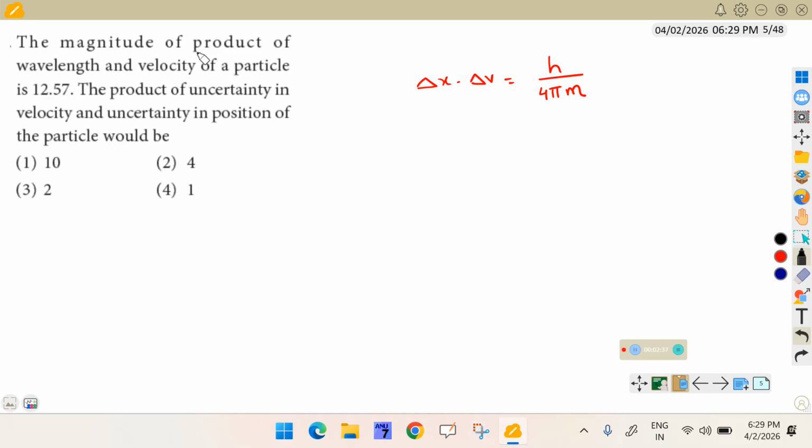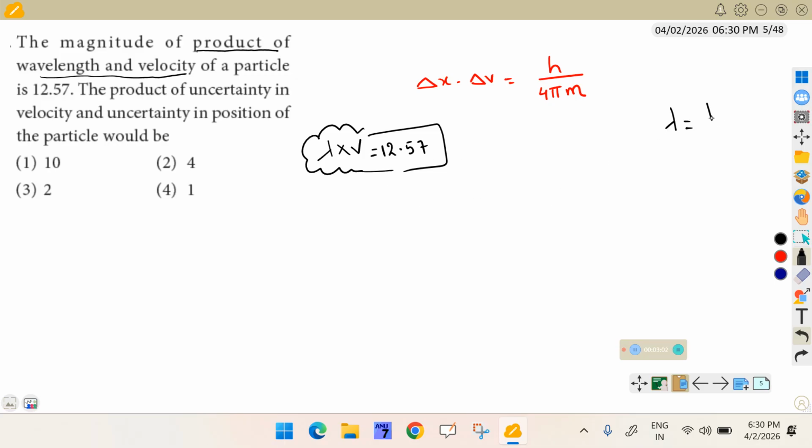The magnitude of the product of wavelength and velocity, lambda into v, is given. How much is it given? 12.57. The product of uncertainty in velocity and uncertainty in position, how much would it be? We know that lambda is equal to h by mv, so lambda into v is equal to h by m. So here h by m is present; in the h by m place, substitute lambda into v.